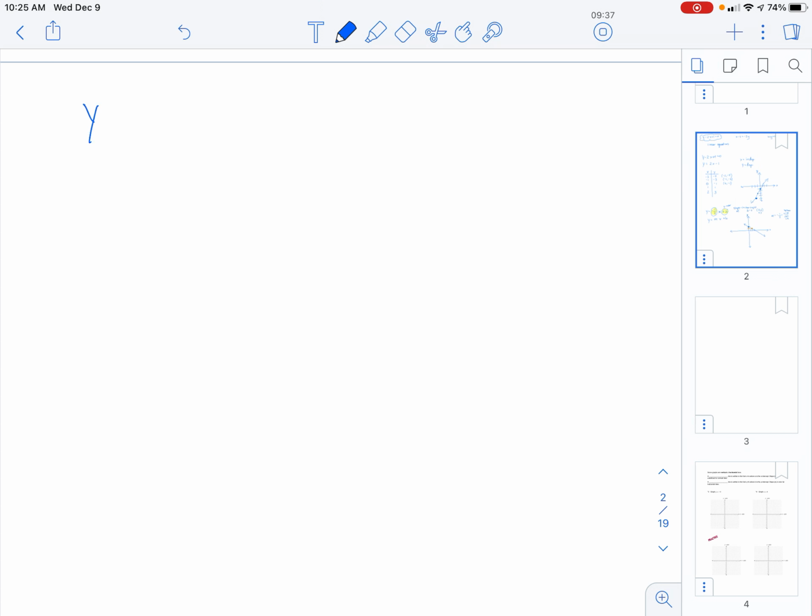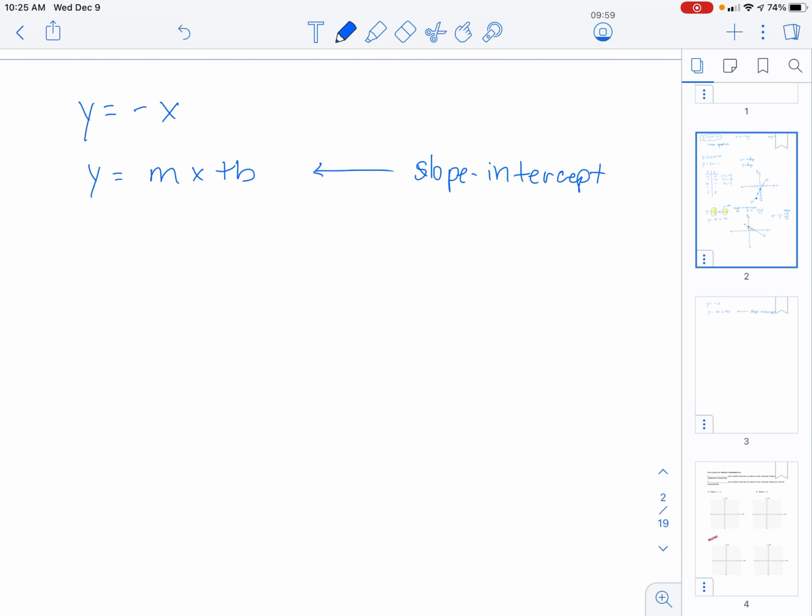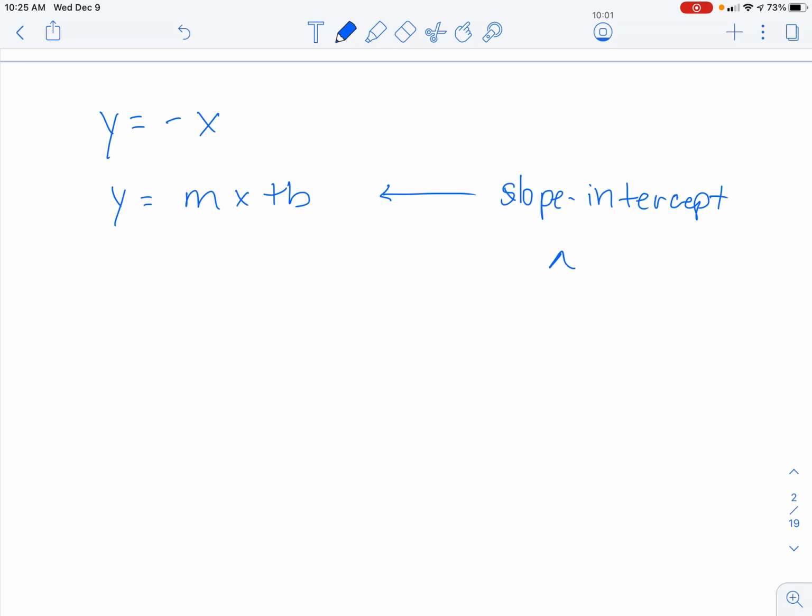All right, let's say we have y equals -x, and I want this to be in this form. This is the y-intercept. Slope-intercept form. It's enough information, if I have the slope and the intercept put into that equation, it's enough for me to know how to plot it onto a coordinate plane.